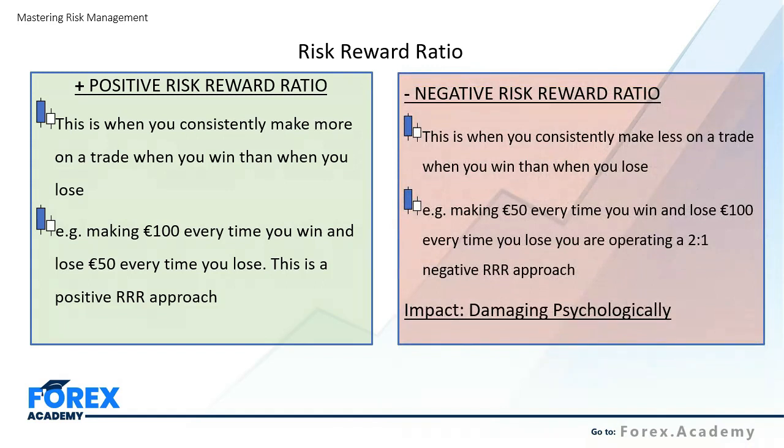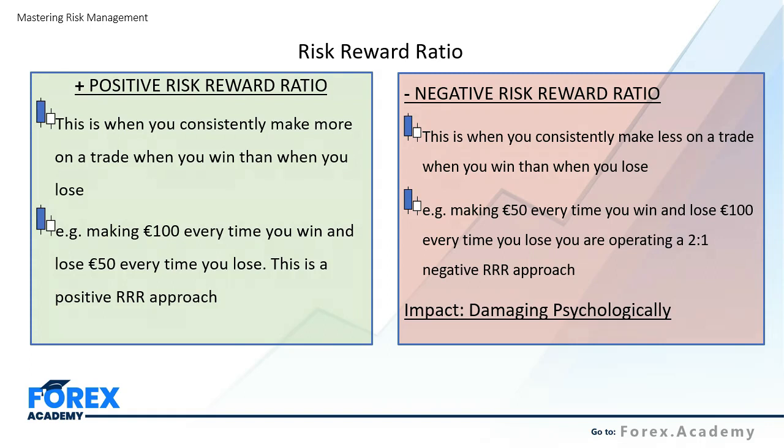The opposite of positive risk reward is adopting a trading strategy which is referred to as a negative risk reward ratio. This is when you consistently make less on a trade when you win than when you lose. Let me give you this example once more. Let's say a trader makes €50 every time they win on this occasion. However, when they take a losing trade, they lose €100 every time. I'm sure there are a lot of traders which adopt this kind of approach, but what they're effectively doing is operating a 2-to-1 negative risk reward approach. So that's worth taking on board.